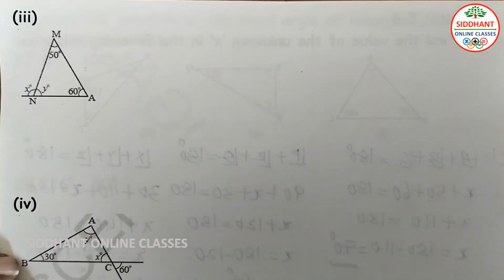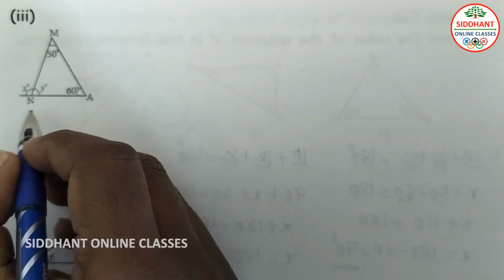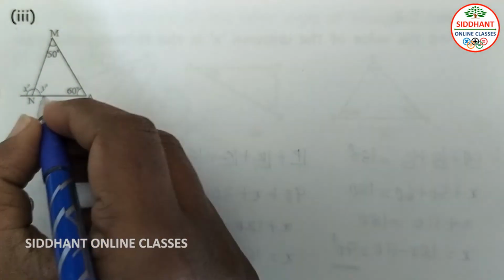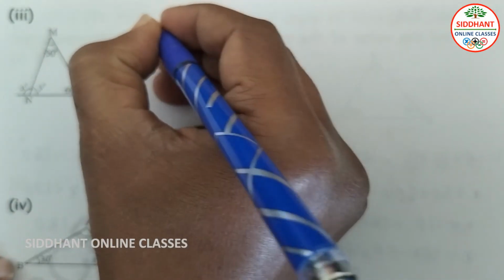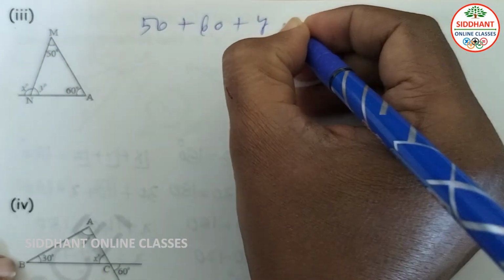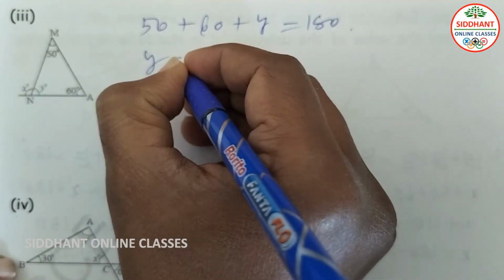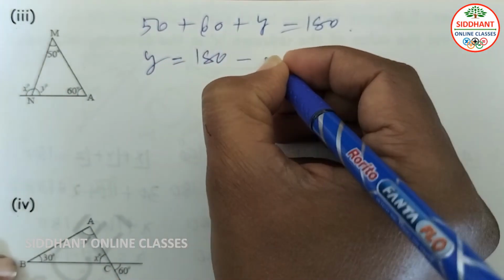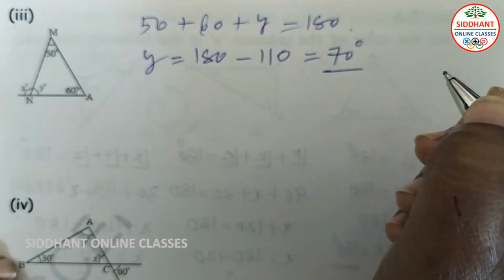Third one, triangle MNA. So two angles are given 50, 60 and x, y we are going to find out. So the sum of angles is 180. That means here 50 plus 60 plus y is equal to 180 here. Then y equal to 180 minus 110, that equal to 70 degrees here.